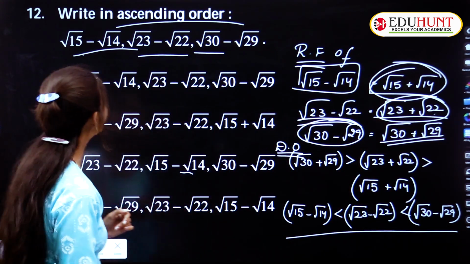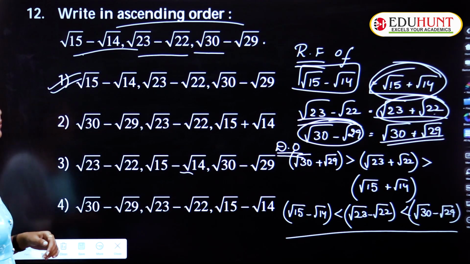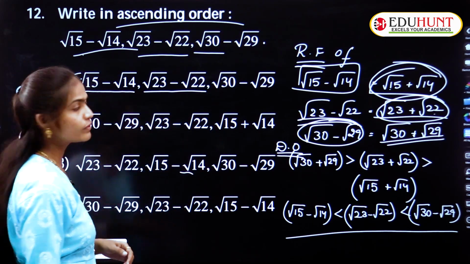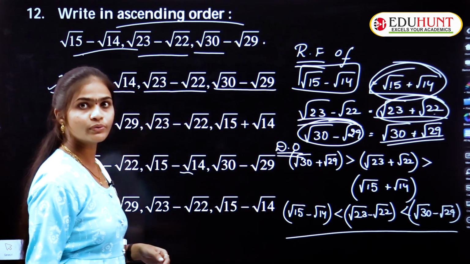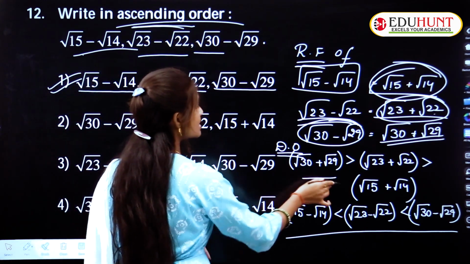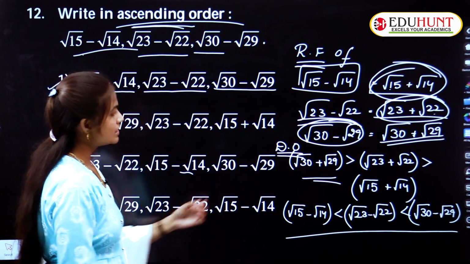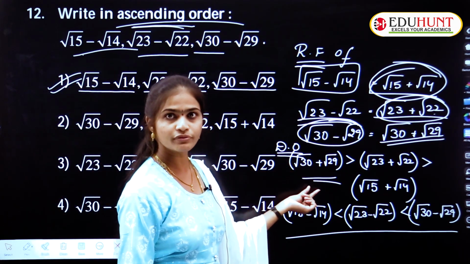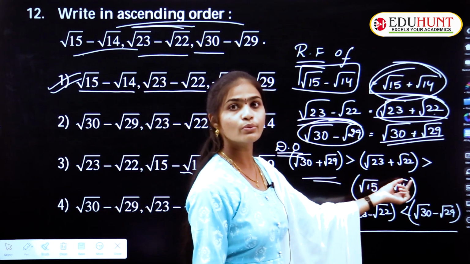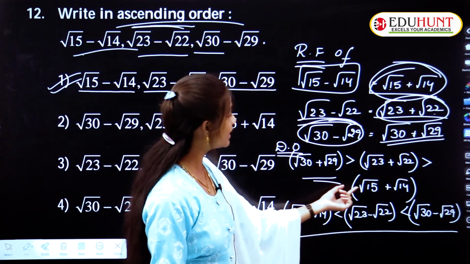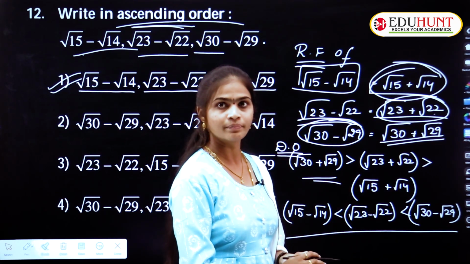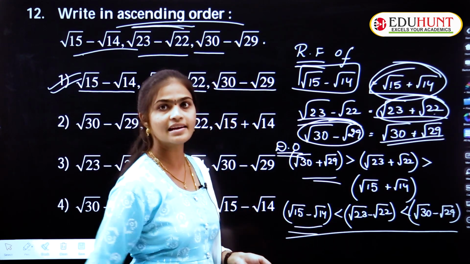So which option is correct here? The first option: the square root of 15 minus the square root of 14, the square root of 23 minus the square root of 22, the square root of 30 minus the square root of 29 for ascending order. If they asked for descending order, it would be the square root of 30 minus the square root of 29 greater than the square root of 23 minus the square root of 22, which is greater than the square root of 15 minus the square root of 14. If they ask for ascending order, this is the answer.